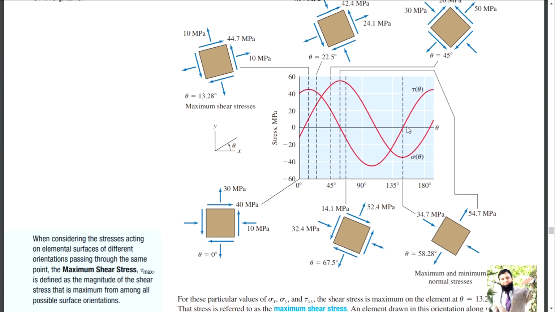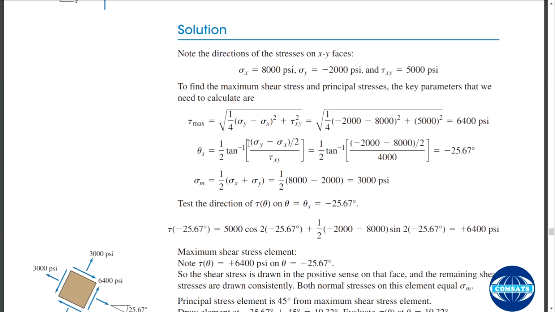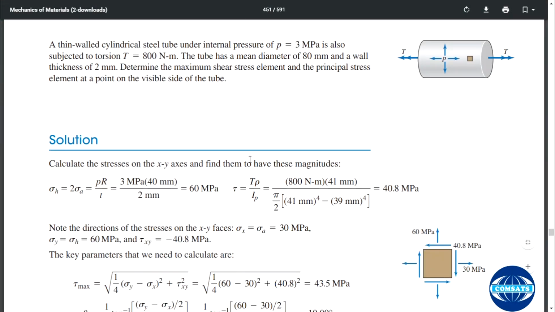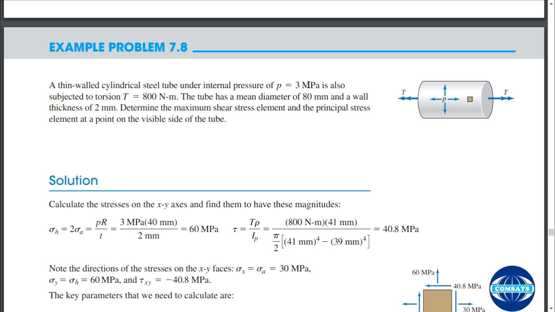At the end of lecture I may draw this one pictorial. Anyhow, then we solved one example, and today we'll be solving example 7.8. A thin-walled cylindrical steel tube under internal pressure. This is a thin-walled tube having internal pressure P, 30 megapascal. Mega represents 10 raised to the power 6 Pascal.